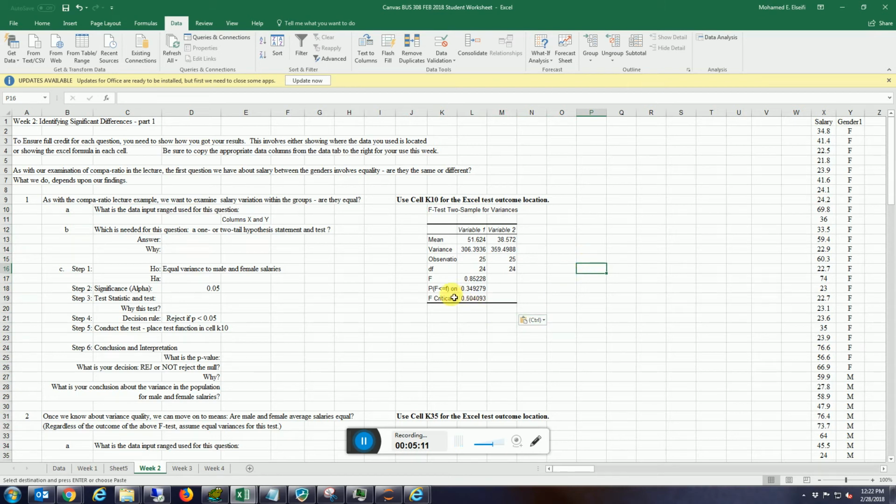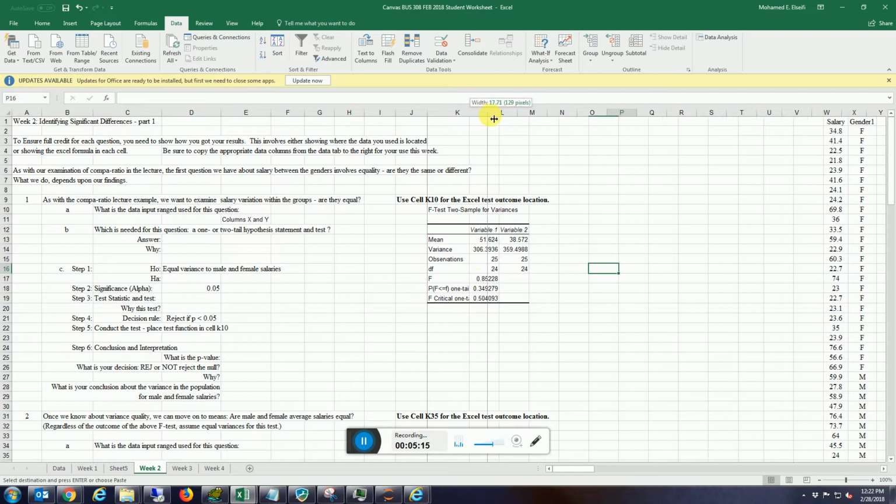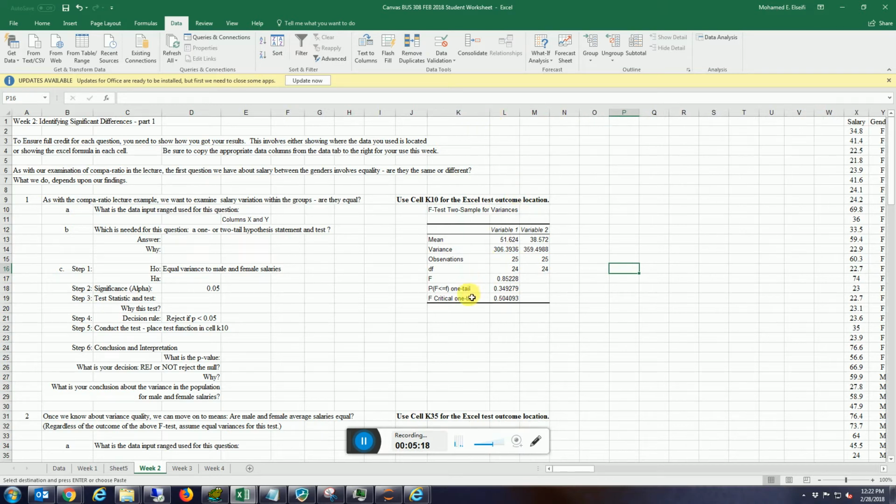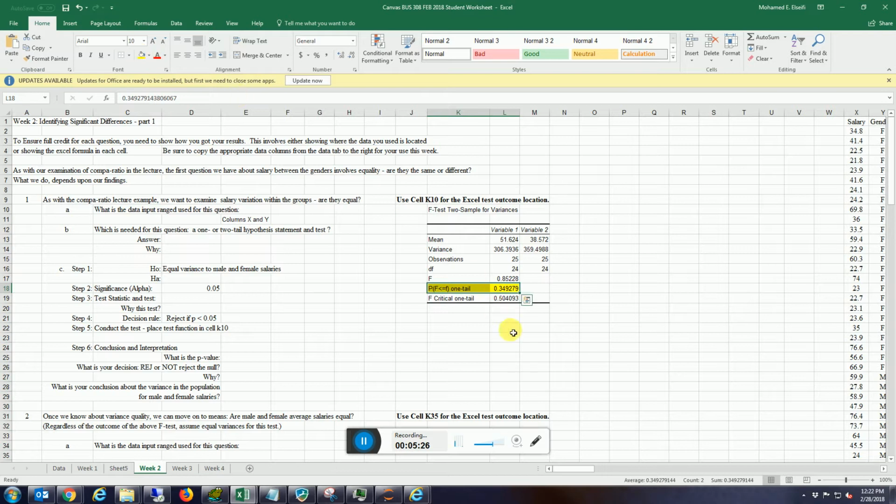So here we go. This is the result of the F-test, but notice that Excel performs the F-test only one tail. Okay, so what do we need to do? Well, we need to take this p-value and multiply it by 2 because we're conducting a two-tail test. So we have this p-value times 2, so here's our test, and then what's the p-value? We can say it is equal to 2 times this value right here. So that's our p-value, 0.69.